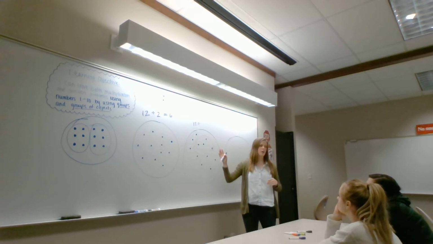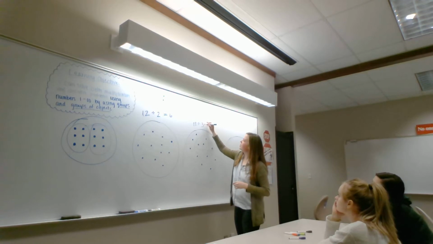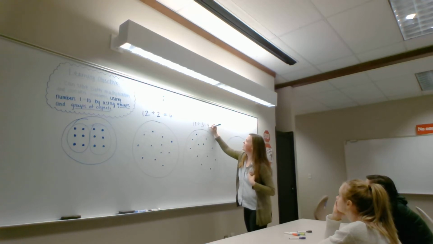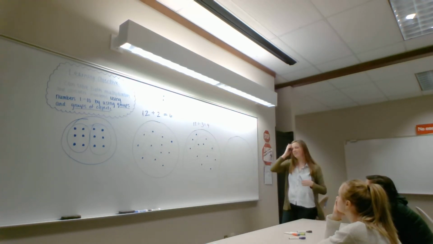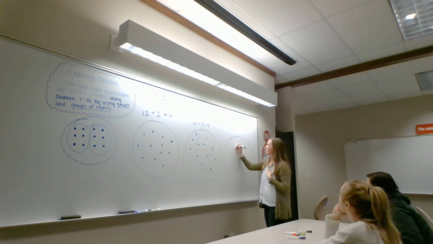Okay, and how many groups are there? 3. Okay. So there are 3 groups. And what do you think this number is going to be? 4, because there's 4 dots in each group. All right, very good. Okay, so we're going to do one more together as a class, but we're going to have a lot more dots this time, okay?